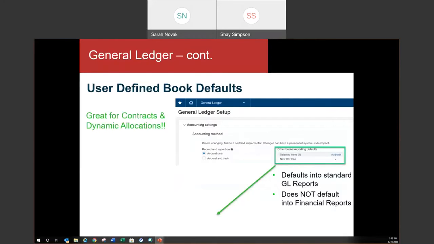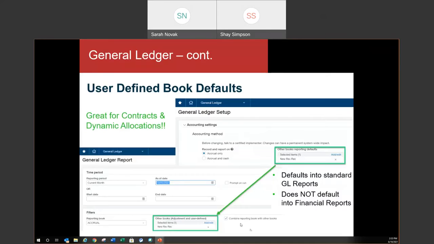All right, so we also now can set up our user-defined book default. We can go into our general ledger setup and set a default reporting book. What that's great for is contracts. If anyone is using contracts, you know you have to set up a very specific user-defined book for contracts, as well as for dynamic allocations. Dynamic allocations go into a very specific user-defined book. Now, what that's going to do is default that user-defined book into our GL reports.